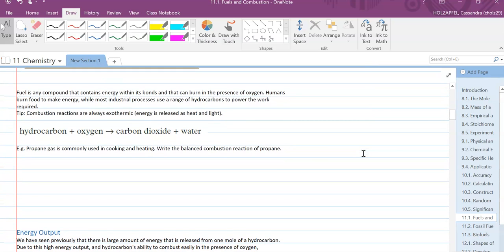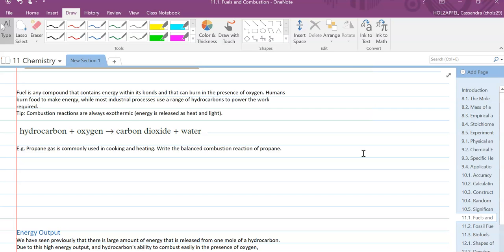So fuel is any compound that contains energy within its bonds and can burn in the presence of oxygen. So we burn food to make energy for ourselves, while most industrial processes will use various hydrocarbons or different petrols and fuels to power the work that they do. And combustion reactions are always exothermic, and we know that because we can actually feel the heat from the flame and we can see the light from the flame. So energy is being released in the form of heat and light.